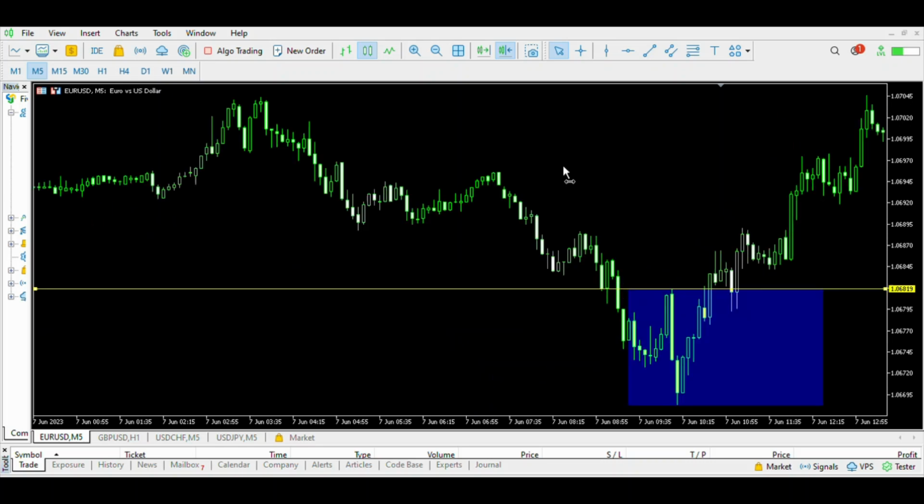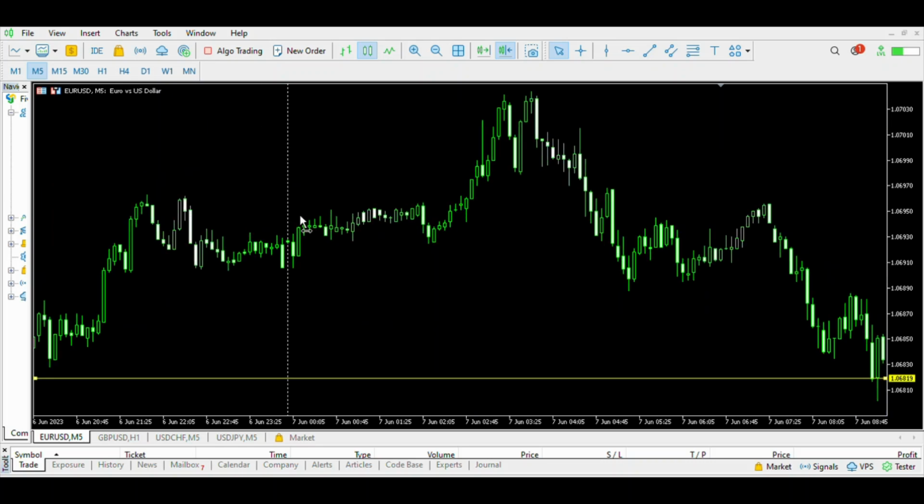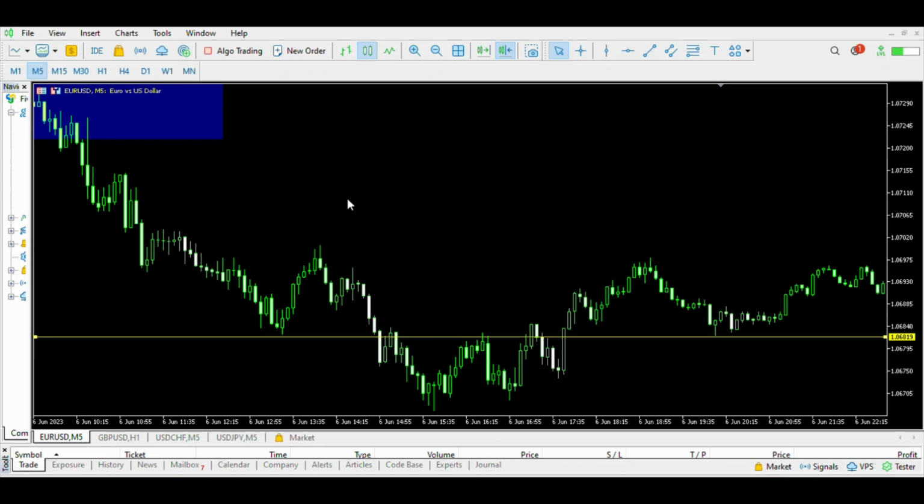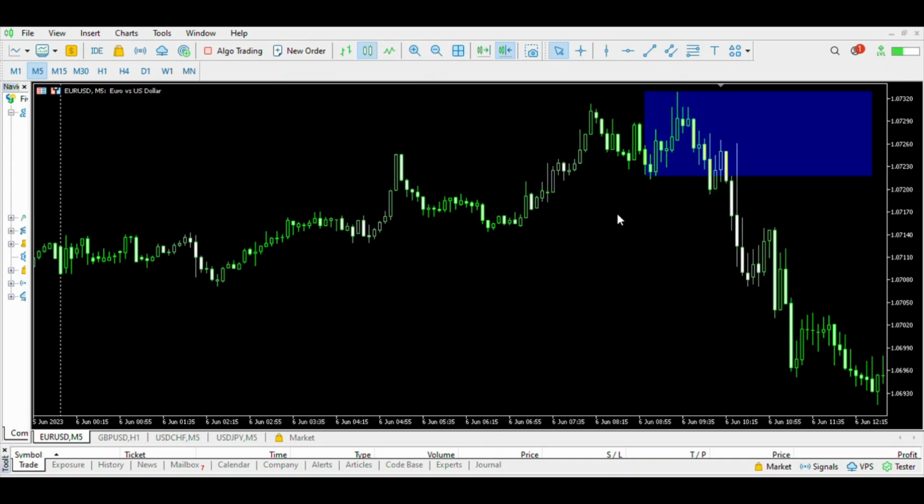Let's keep moving. Let's go over to this price action here. So Asian session again, same thing applies. We have a low here, a high here, a higher low, a higher high, a higher low.